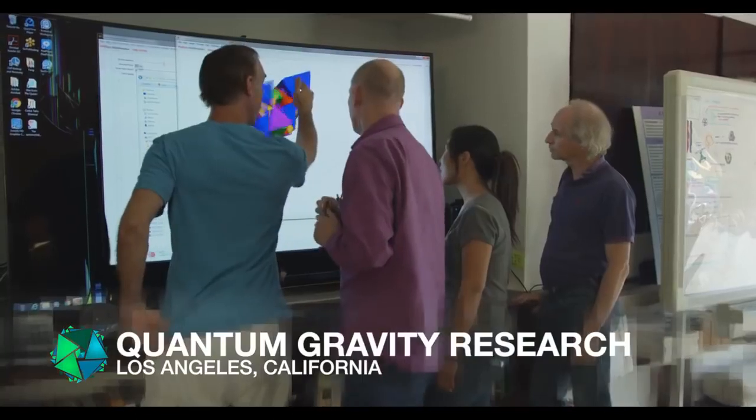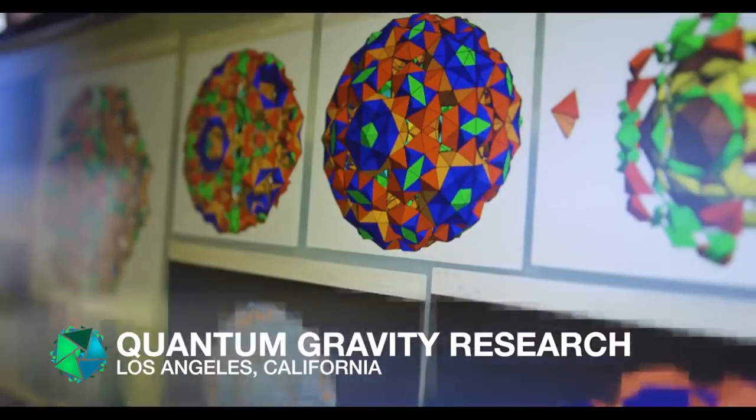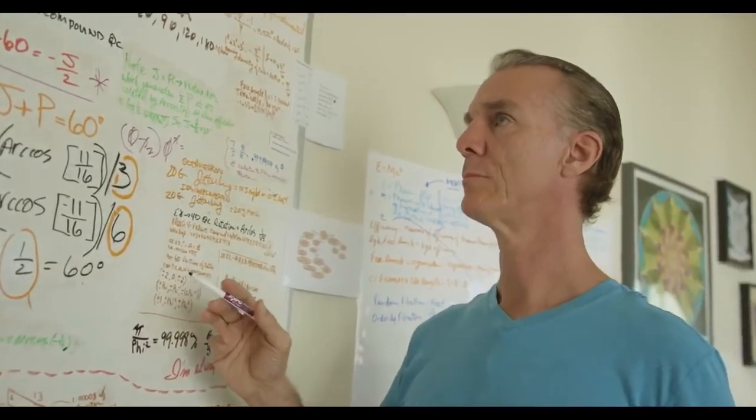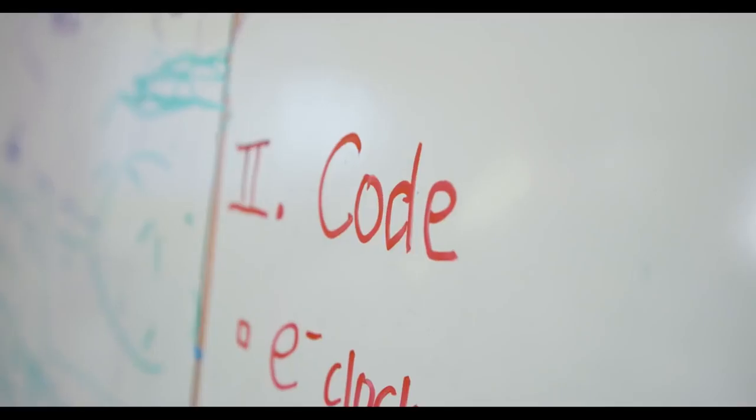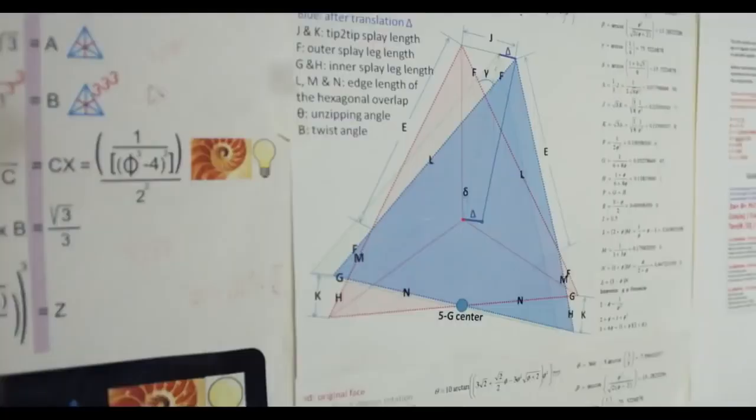And such a theory is what the physicists and mathematicians of quantum gravity research in Los Angeles are working on. They call it emergence theory, and it will, really for the first time ever, provide an explanation for the speed of light and the other constants, such as Planck's constant and the fine structure constant.